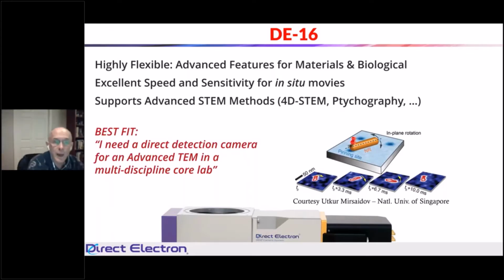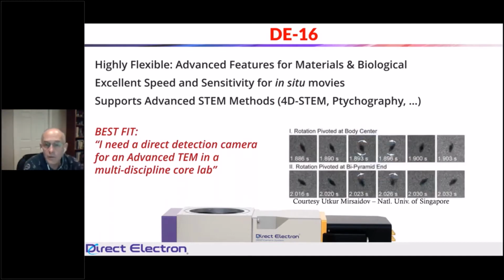The first one is for capturing in situ movies. The diagram there is from Utkarsh Mirsaidov at the National University of Singapore, and what he was doing was imaging gold nanorods in an in situ liquid cell, and he was looking at the way the gold nanorods moved around, and they moved quite quickly. And what he discovered as he was imaging these was that they were moving at about 1 milliradian per second. Excuse me, 1 radian per millisecond.